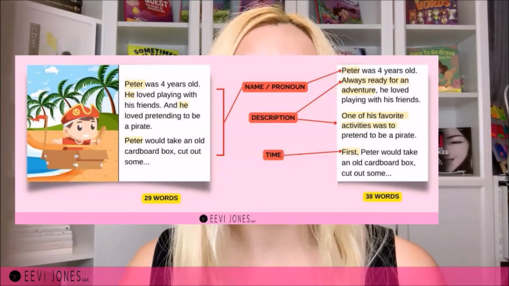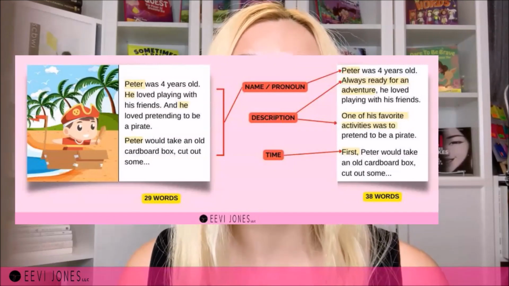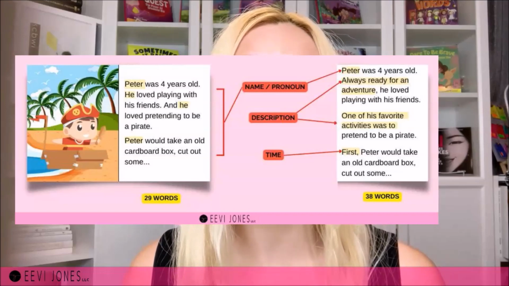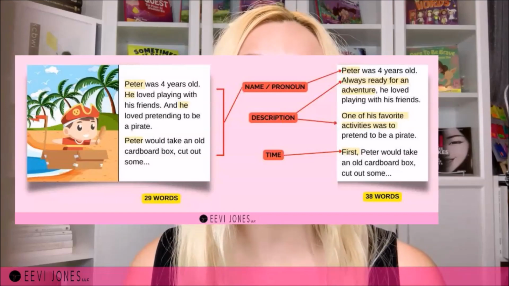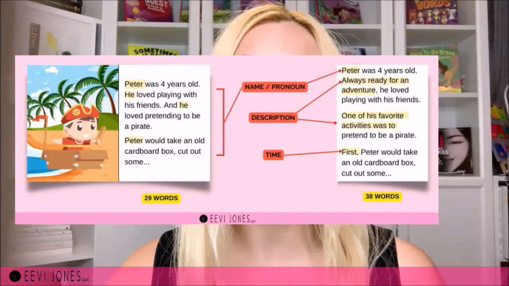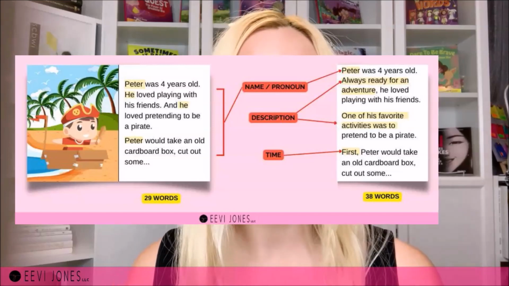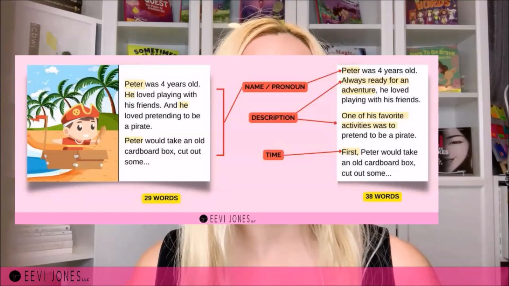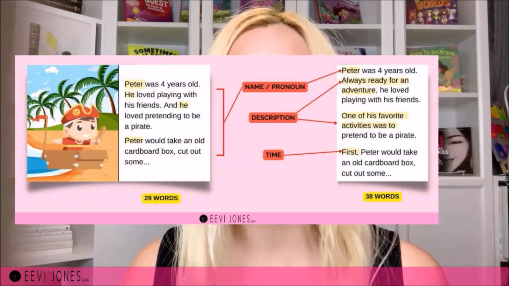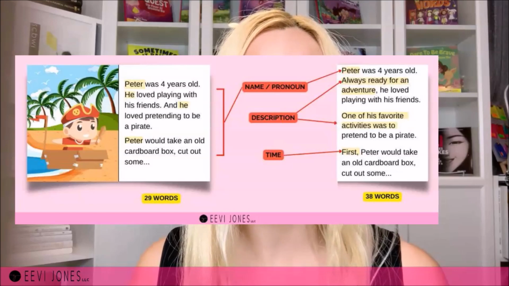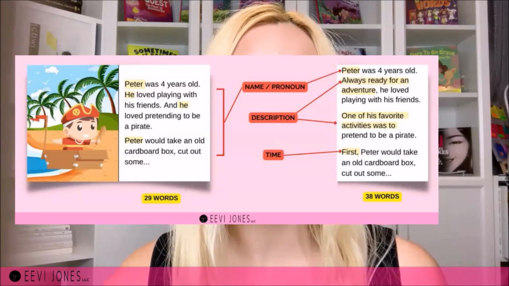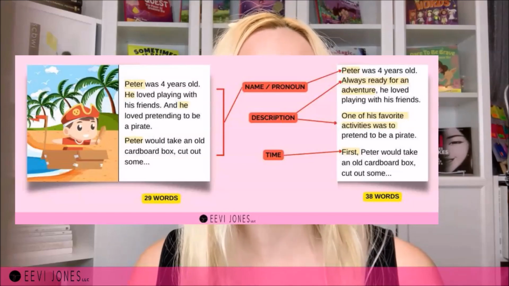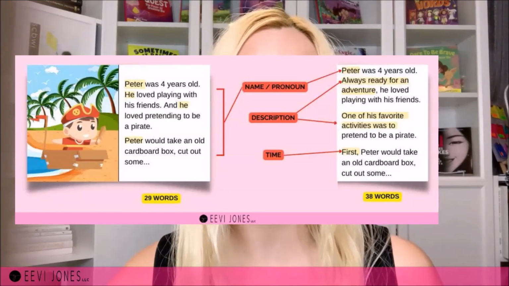Peter was 4 years old. Always ready for an adventure, he loved playing with his friends. One of his favorite activities was to pretend to be a pirate. First, Peter would take an old cardboard box, cut out some, and then so on. Now, the beginning of these 4 consecutive sentences are all different. We have a beginning with the name, followed by 2 sentences that begin with a description, and the 4th one begins with a time. And we did all this by simply adding just a few more words to the beginning of our sentences.